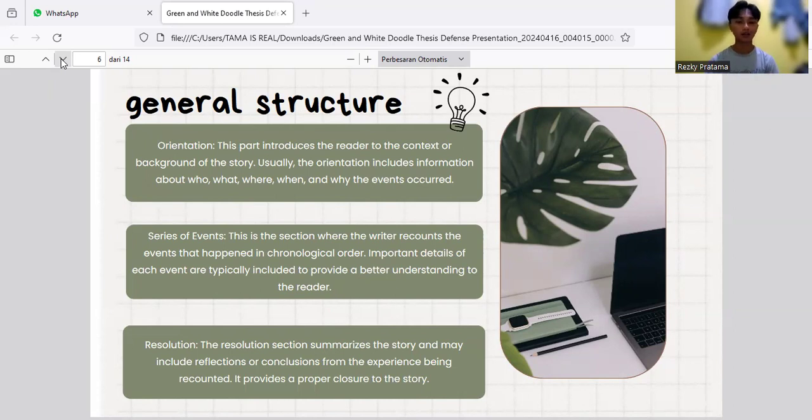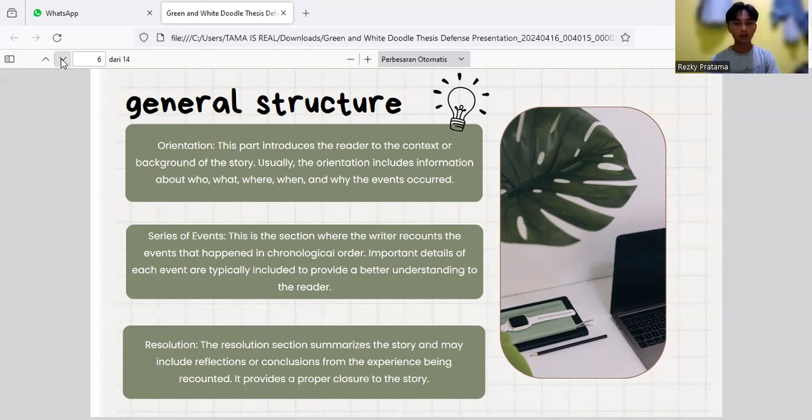Number two is series of events. In this section, the writer recounts the events that happened in chronological order, like this happened 2 years ago, 3 years ago, and the others. Important details of each event are typically included to provide a better understanding to the reader and to imagine that. Number three is resolution.